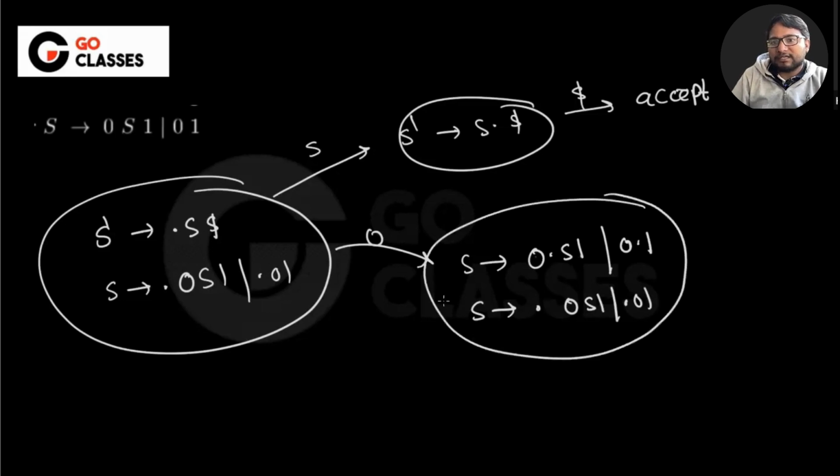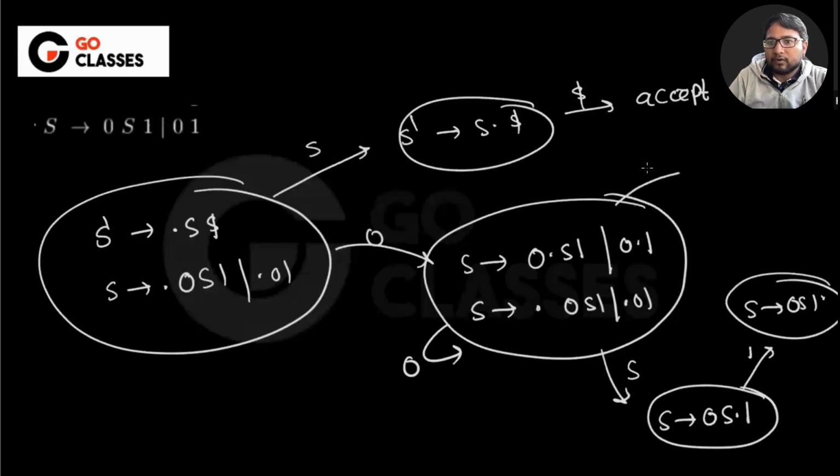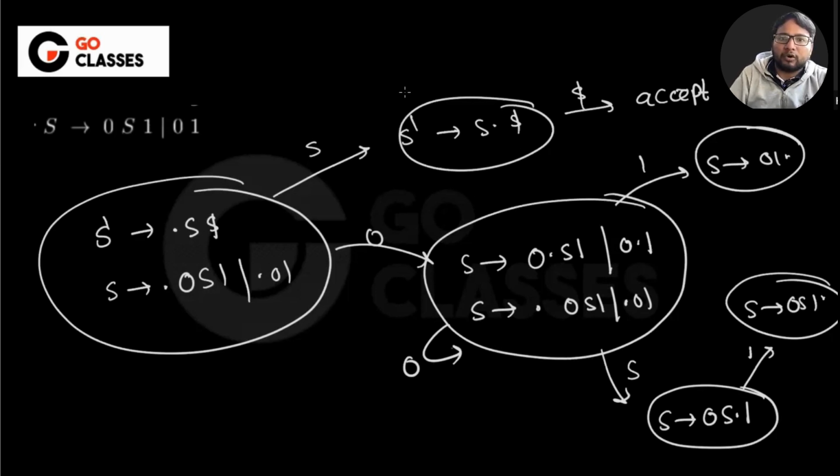Now, if 0 is coming, it will be the self loop. If capital S is coming, it will go to S gives 0S.1, right? And if 1 is coming, it will go to S gives 0S1 dot, right? And if here 1 is coming, it will go to S gives 0.1 dot. What else? Capital S is done, 0 is done, here 1 is done. I think we have made the automaton. Is this okay? Is this how we are making the automaton? Let me know.